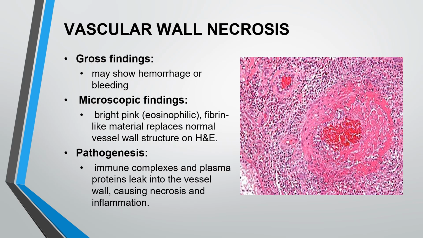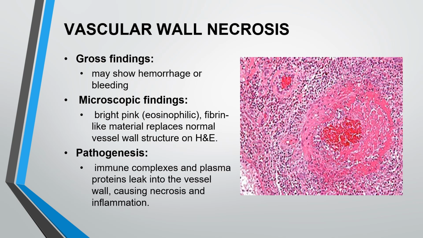This slide zooms in on what fibrinoid necrosis actually looks like under the microscope. Grossly, you may just see bleeding or hemorrhage, but microscopically, it's much more dramatic. The normal layers of the vessel wall are replaced by intensely eosinophilic material. This is plasma proteins and immune complexes leaking into the wall.